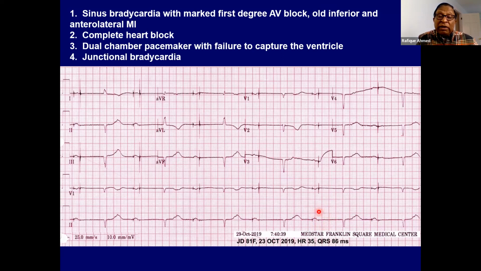Or maybe the lead, if it is a new pacemaker, the lead has moved. In that case, you have to reposition. It will still give a pacing spike. So these are the two possibilities. It's not a fracture. If it is a fracture, then you will not see any pacing spike.